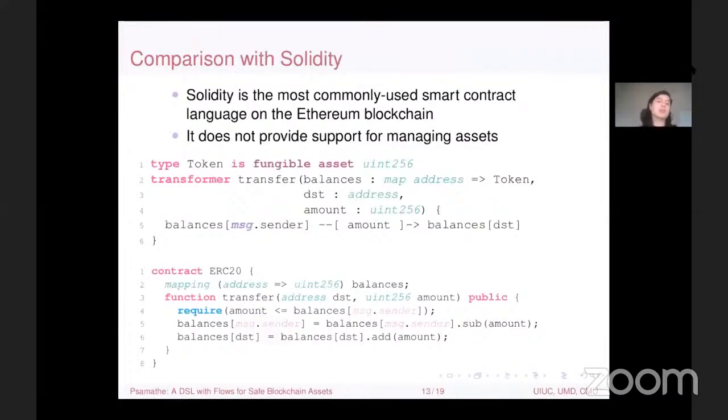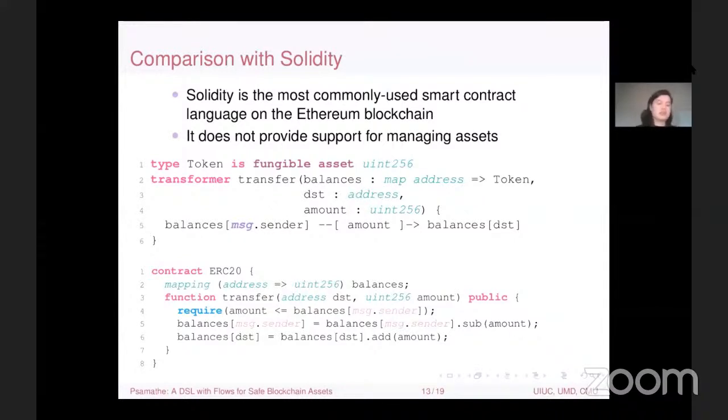Next, we want to compare Samathy to Solidity, because Solidity is the most commonly used smart contract language on the Ethereum blockchain by far. Solidity doesn't have support for managing assets. It's a fairly standard imperative style language. So we have the same declaration from before, declaring the type and the transformer transfer from Samathy. And then below is the equivalent code in Solidity.